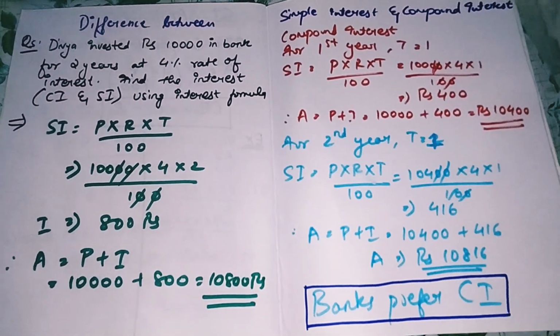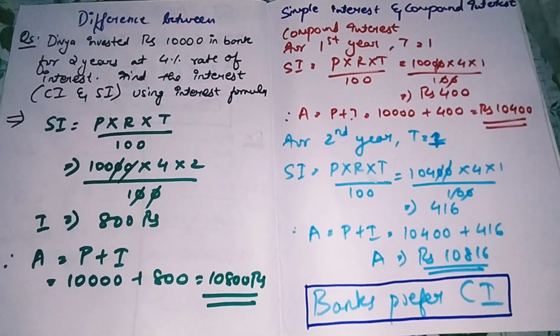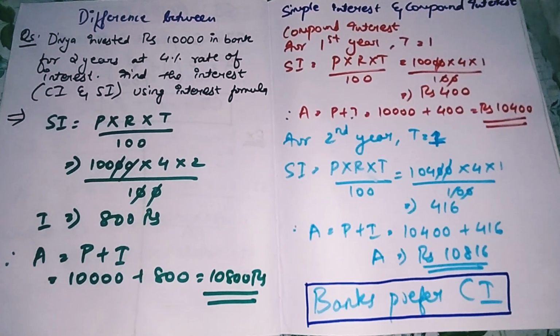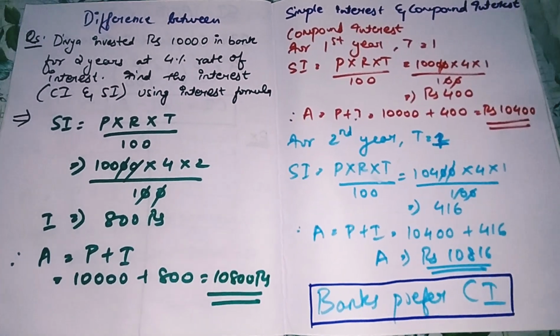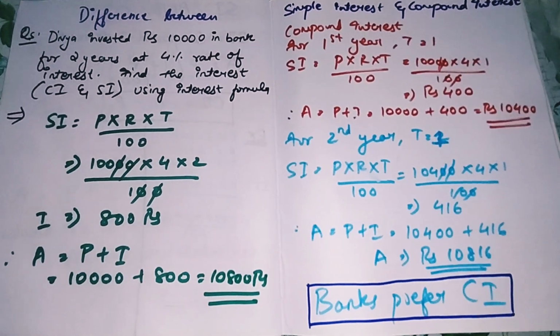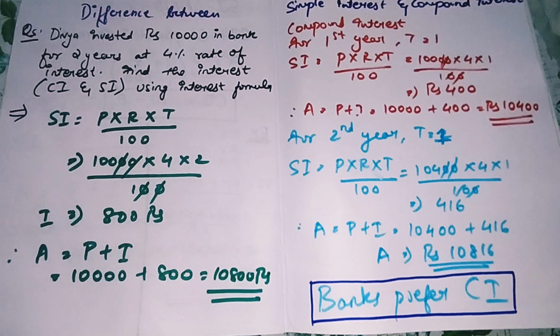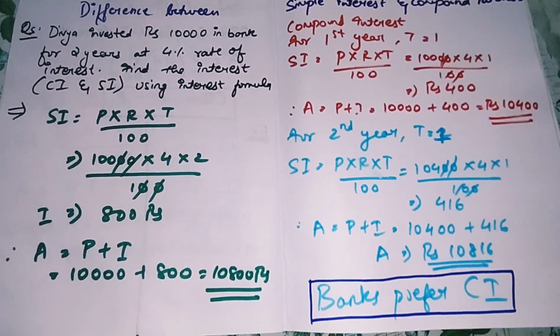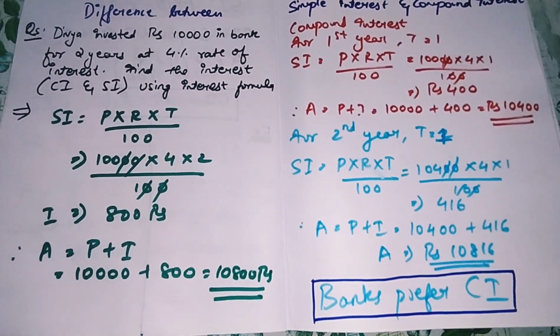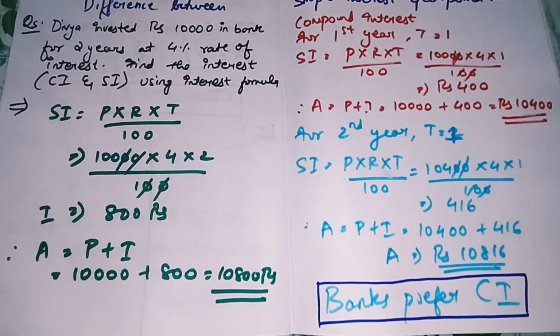So first we'll calculate simple interest. SI is equal to P into R into T upon 100. This is the formula for simple interest calculation. We'll substitute the values here. After substituting, zeros and zeros both get cancelled. So what we have is interest equal to 800 rupees. After all the multiplication, we are getting interest as 800 rupees.